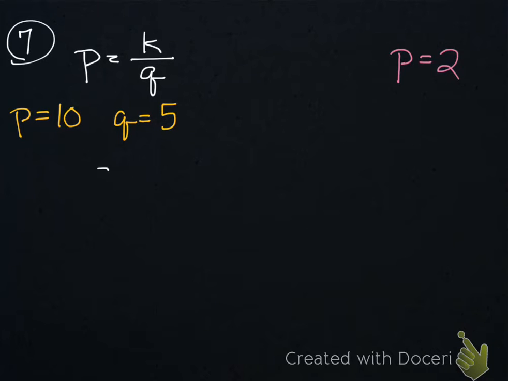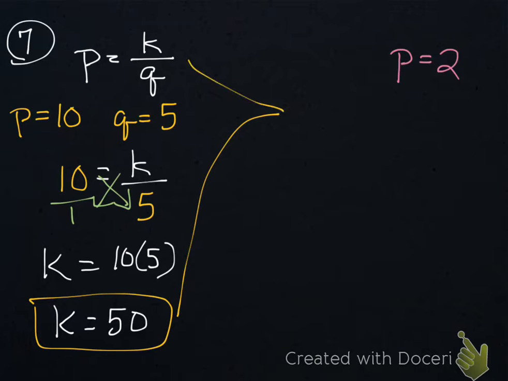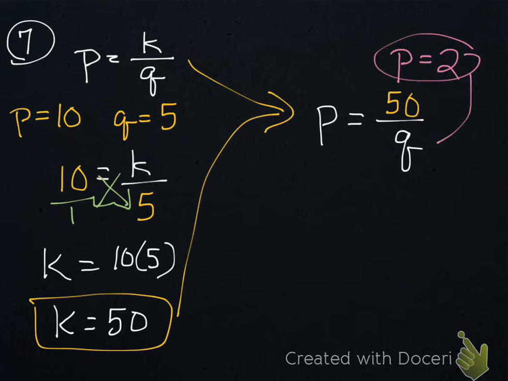So let's go back to our first set of criteria and plug in our numbers. P is 10, Q is 5. Now in this case, pretend there's a 1 under the 10 and we're going to cross multiply. So I get K equals 10 times 5. What is 10 times 5? Yeah, super easy. It's just 50, right? That's my K. So I'm going to plug that into the equation. So I have P equals 50 over the Q.